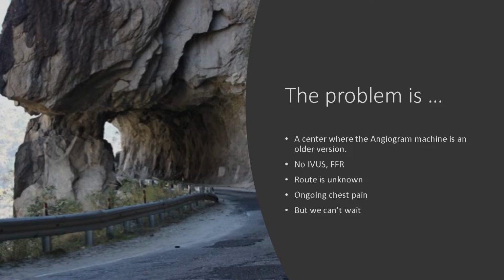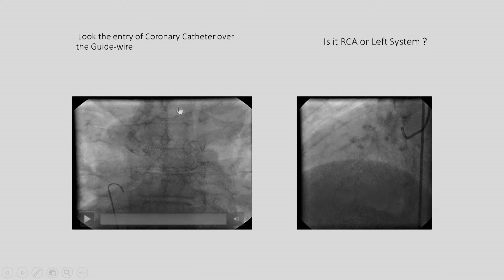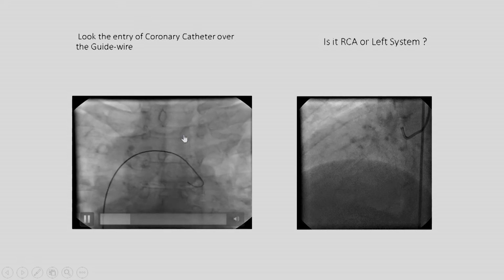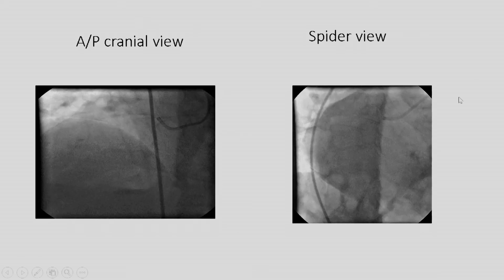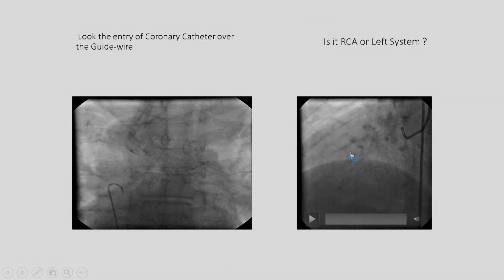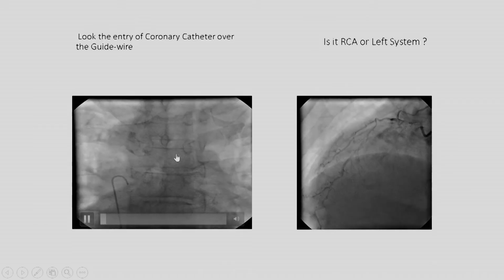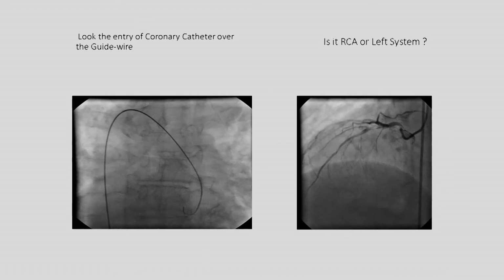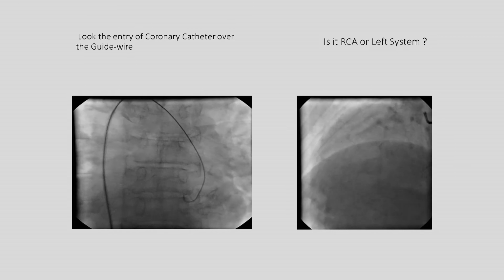But the problem is, I am doing my evening practice in a center where the angiogram machine is an older version. There is no IVUS, FFR or guide catheter, the route is unknown, there is ongoing chest pain, but we cannot wait. Look, the entry of the coronary catheter over the guide wire is from the right side. In the left panel and the right panel, look, this is the RCA or left system.